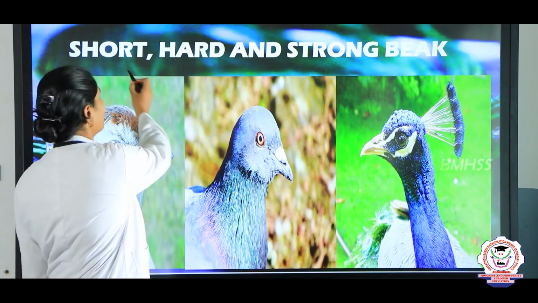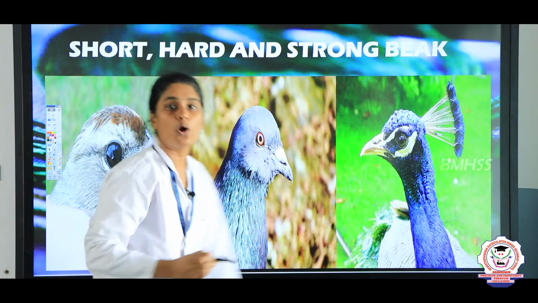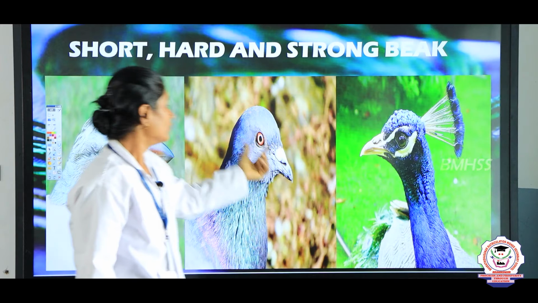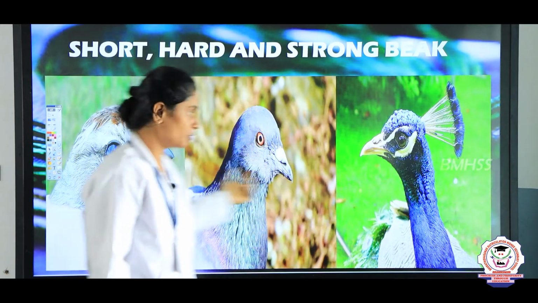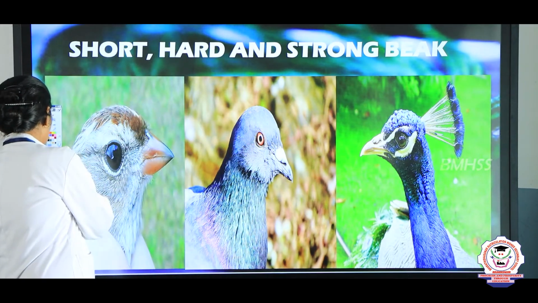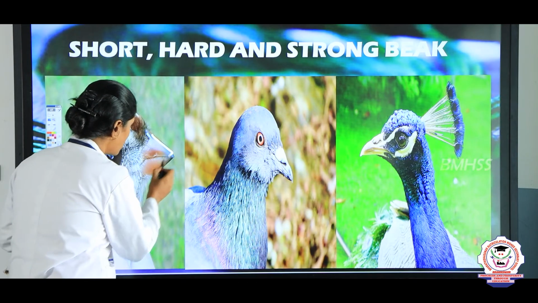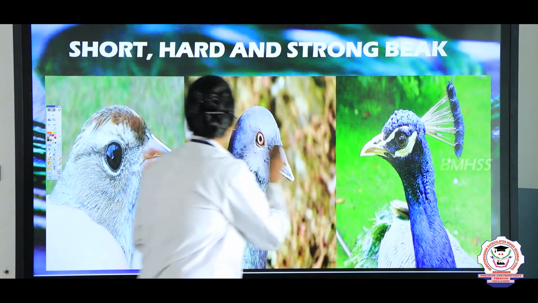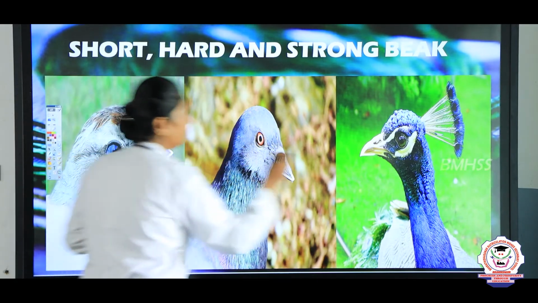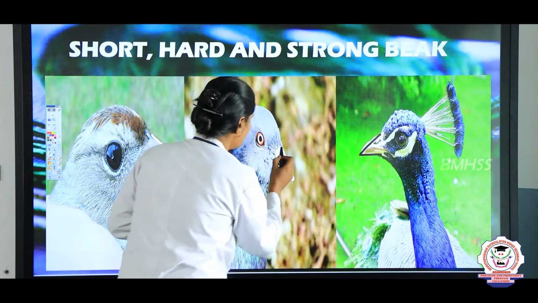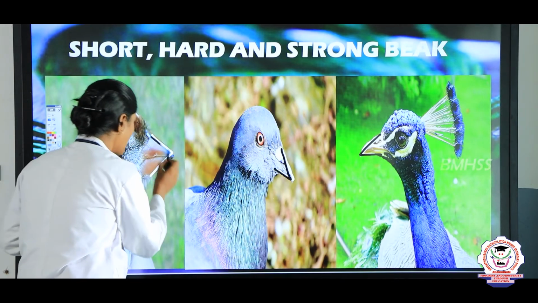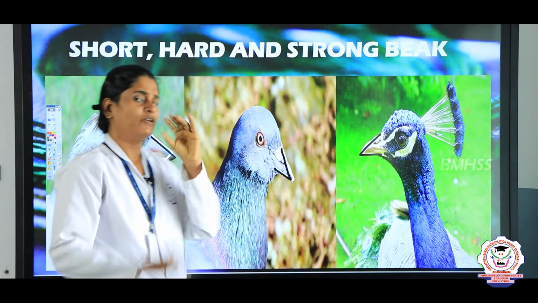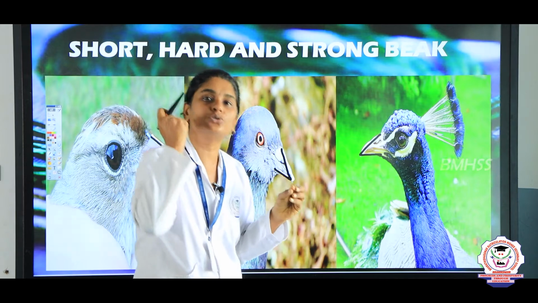Some birds have a very short, hard and strong beak. If you see parrot, sparrow, pigeon and peacock, you can see the beak here. It is very strong, right? This is the peacock beak. This is the pigeon beak and this is the sparrow beak. So sparrow, pigeon and peacock have a very short, hard and strong beak.